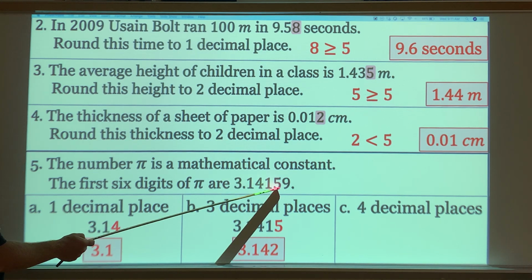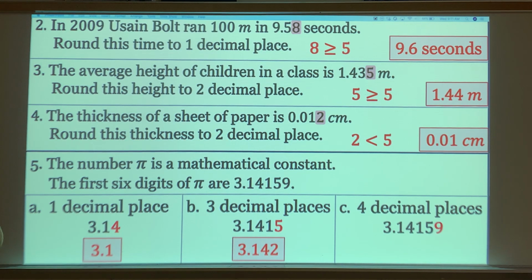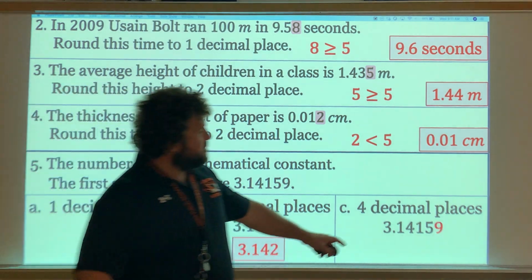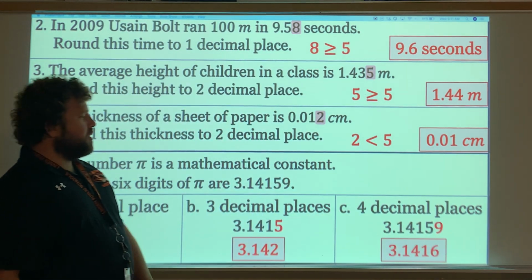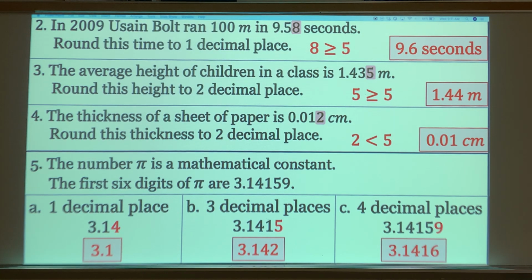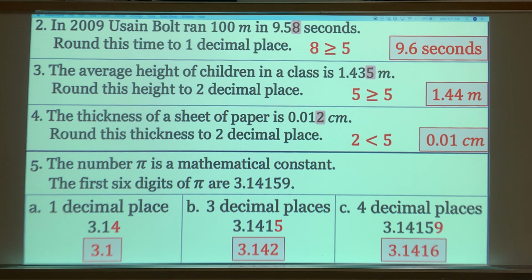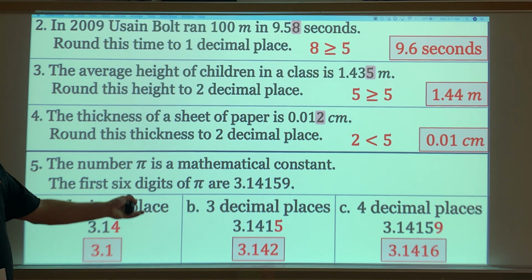4 decimal places, we're going to round to the 10,000th, so we're going to use the 100 thousandths. This 9 is greater than or equal to 5, so the 5 rounds up to a 6, and you're left with 3.1416. Same answer, rounded 3 different ways, depending on what decimal place you want to round to. Alright?